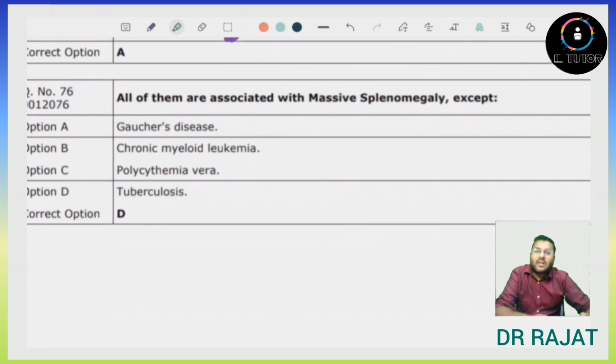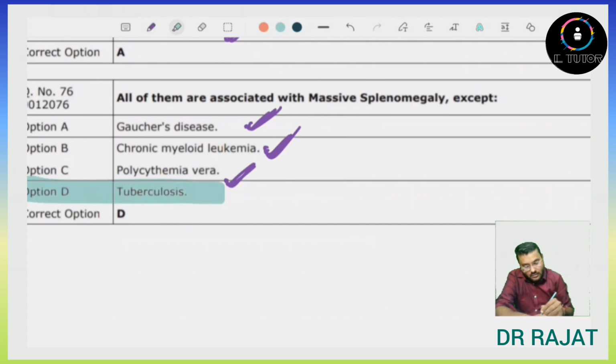Next question is, all of them are associated with massive splenomegaly except. First option is Gaucher's disease. This is true. Chronic myeloid leukemia. This is also true. Massive splenomegaly. Polycythemia vera. This is also true. Tuberculosis. No. It is an infective condition and it does not present with massive splenomegaly. If we talk about infective conditions, then Kala Azar and malaria will lead to splenomegaly, but not tuberculosis. So this is the wrong option. It does not present with massive splenomegaly.